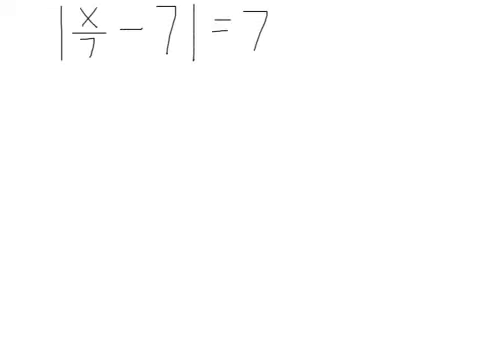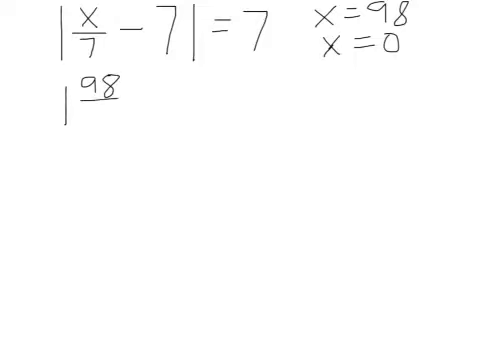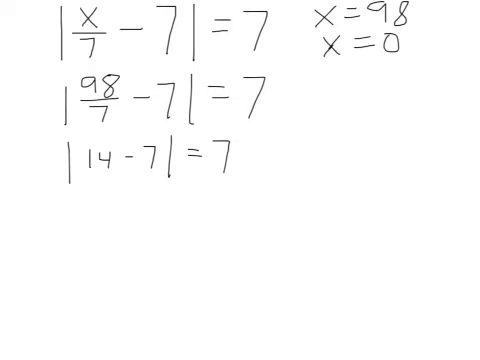Okay, so here was my original equation, and we got two solutions. x could be 98, or x could be 0. Let's check both of those solutions and see if they make our equation true. I'll take 98 in place of x. 98 divided by 7 is 14, and 14 minus 7 is 7, and the absolute value of 7 is 7. So 98 checks, it makes the equation true. So I know that one of my solutions is 98.